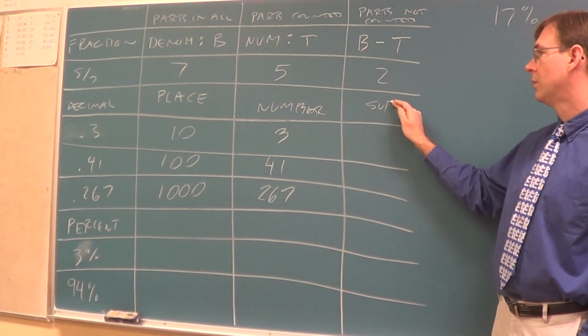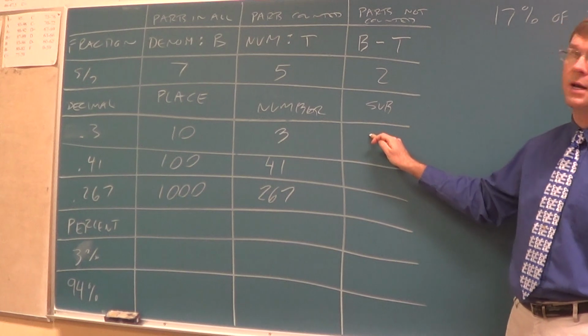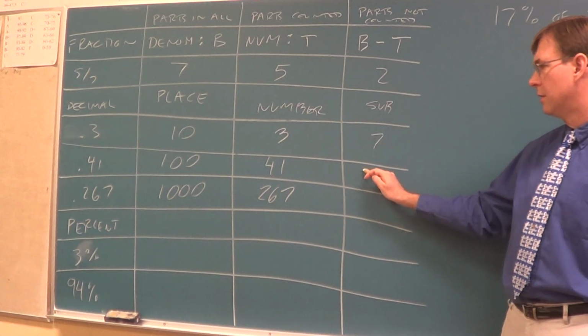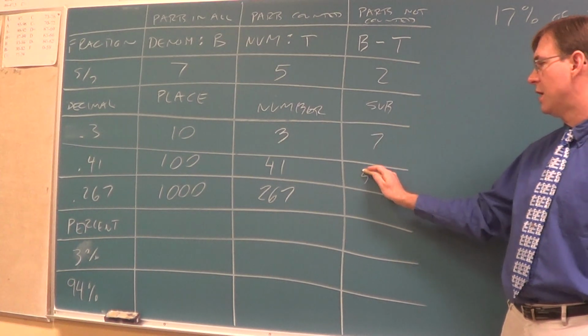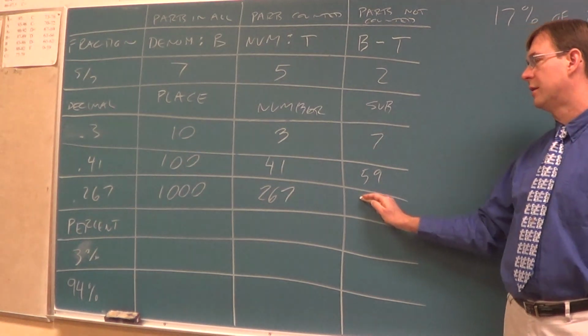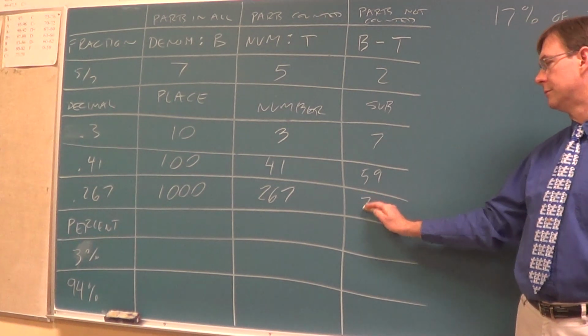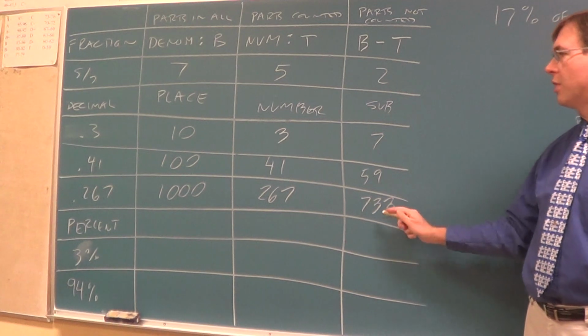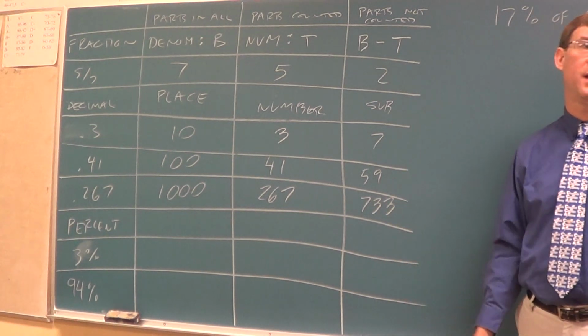So how can you figure out who got left out again? Subtract again. So 10 take away 3 leaves you 7. This one would leave you 9. This one would leave you 733, a little borrowing to get 733. Question about decimal length.